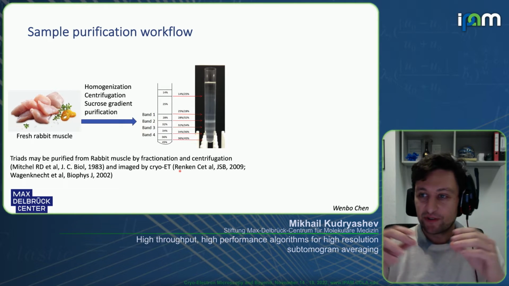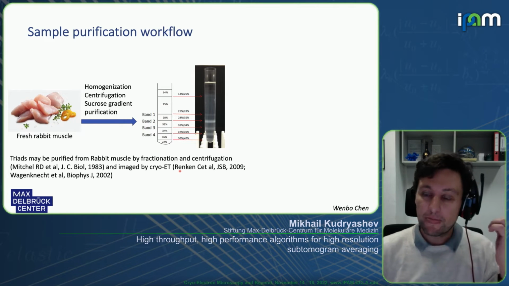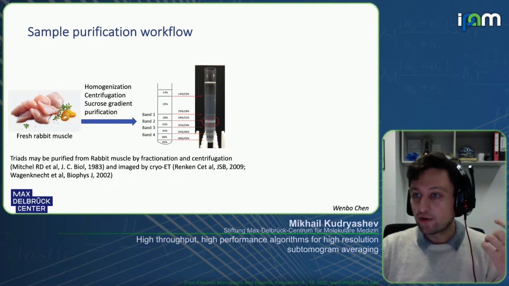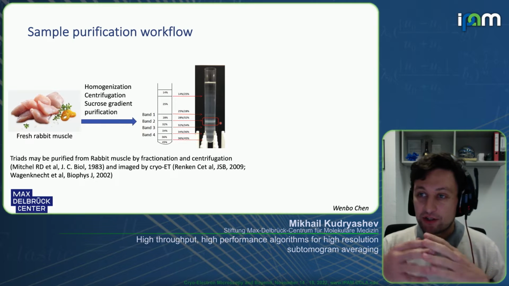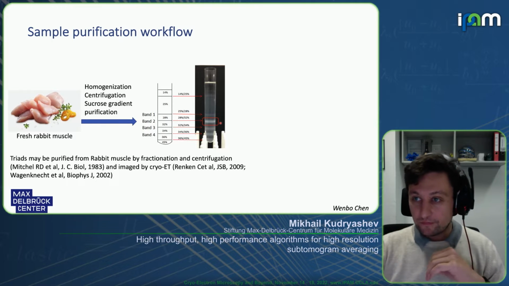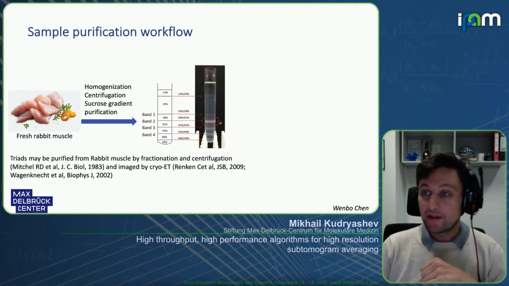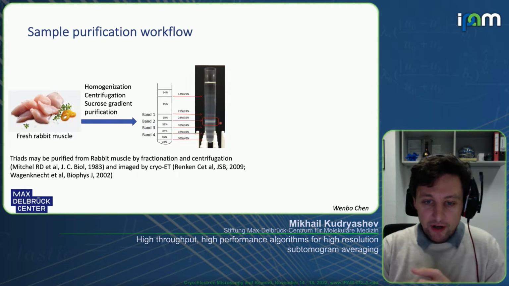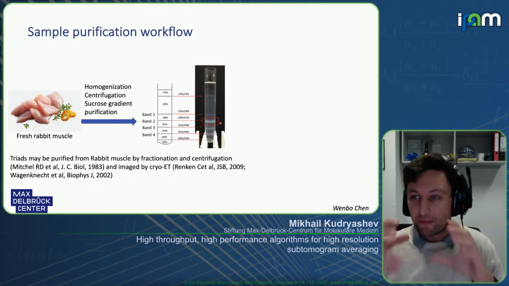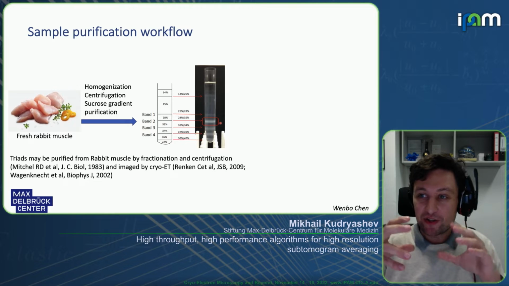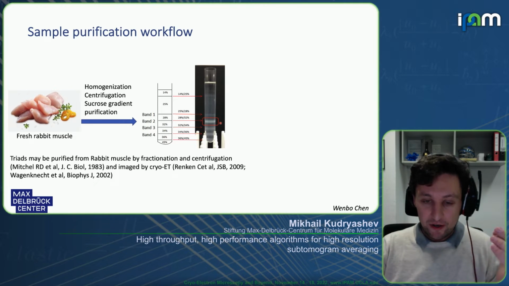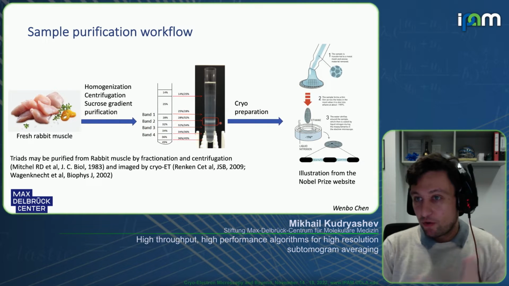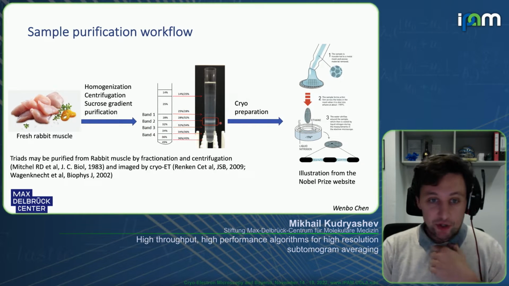essentially allow us to get fractions of the rabbit muscle, and one of them, the fraction in the last sucrose gradient, contains both ryanodine receptor and the DHP receptor. So we checked it with biochemistry, but essentially we don't purify the protein here. We purify membrane fractions that contain those proteins, and then we put them on the cryo-EM grids and image them.